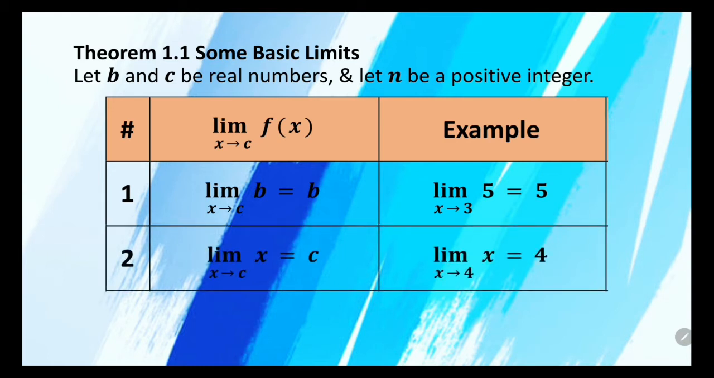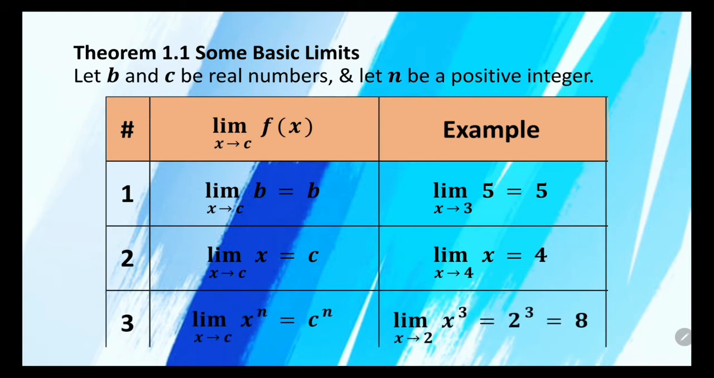Another is the limit of x as x approaches c. When you have a variable x, as x approaches any number, simply substitute the value of x with the number being approached. For example, the limit of x as x approaches 4, you can substitute this 4 for x, so you have 4.